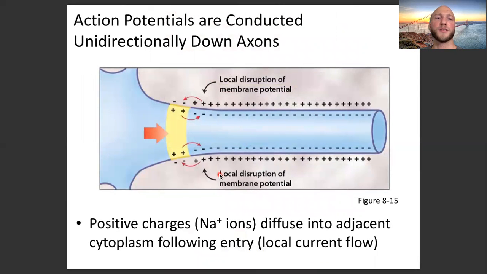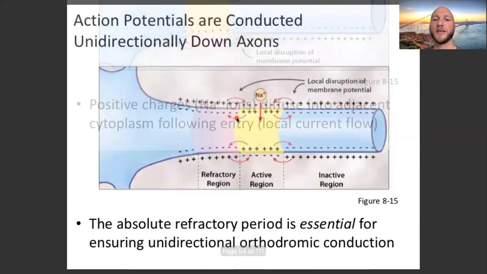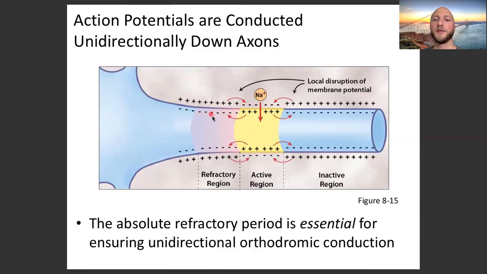All right, so action potentials are conducted unidirectionally down axons. Because of that refractory period, it's unidirectional. It's always from the cell body towards the synapse. Positive sodium ions diffuse into the cell and into adjacent cytoplasm following the entry, and they cause that charge to move down the axon. Then it's followed by a refractory period so that those sodium charges don't cause the action potential to go backwards. The absolute refractory period is essential for ensuring unidirectional orthodromic conduction.